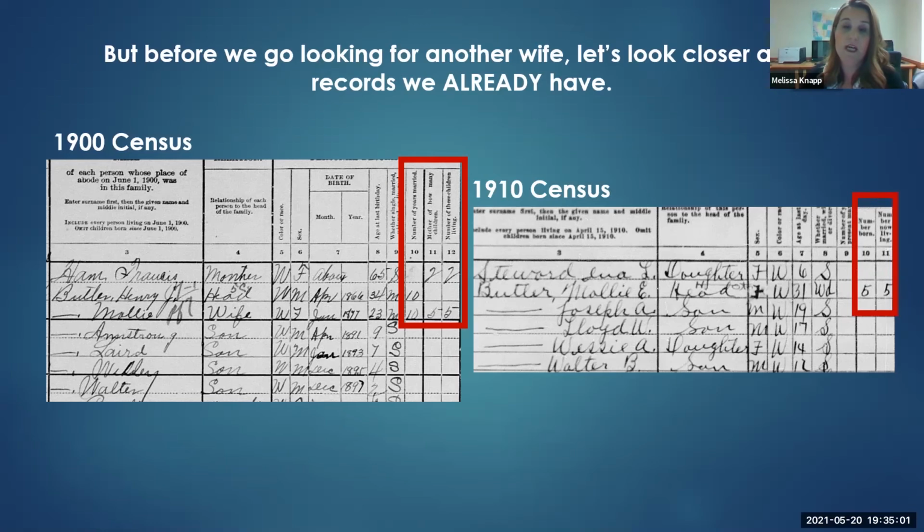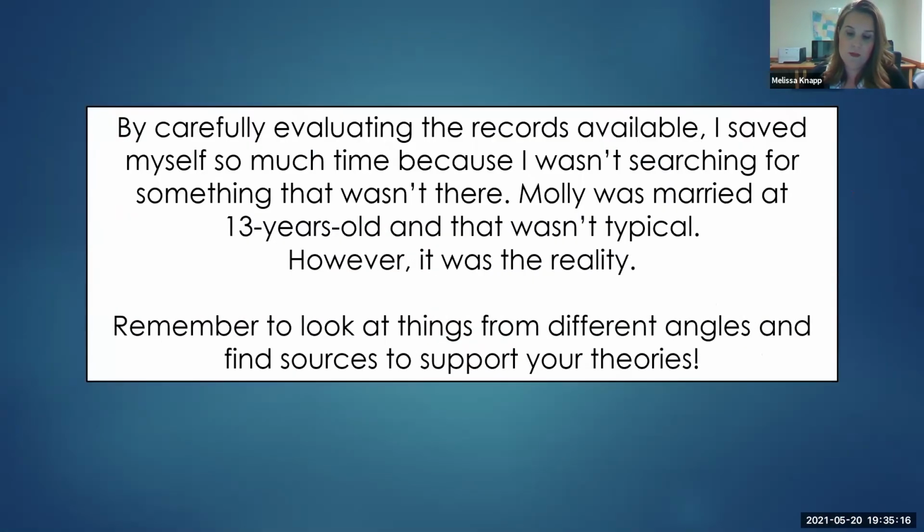Now, because she's a widow, it doesn't tell us how long she had been married, but it asks the same question about the children. How many children had been born and how many were still living? So even though she was 23 with a 9-year-old child, it wasn't very likely that a 13 or 14-year-old girl would be a mother. However, we see from the records that at 23 years old, she had been married for 10 years. So it wasn't typical, but it was the reality for her.